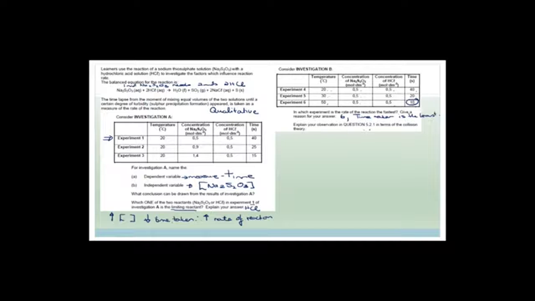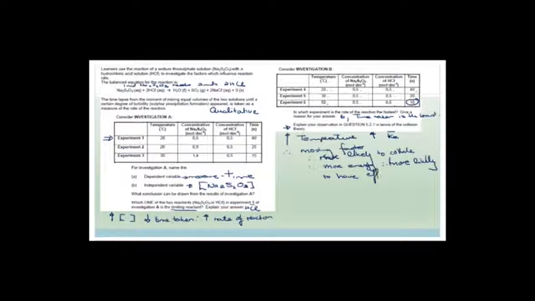Now it says, explain your observation in terms of collision theory. Okay, so basically what we're saying is that if we increase the temperature, we increase the average kinetic energy of the particles. Therefore, and remember this is twofold, not only will they be moving faster, therefore they are more likely to collide, but also when they collide, they have more energy, therefore more likely to have effective collisions. Okay, you get it.